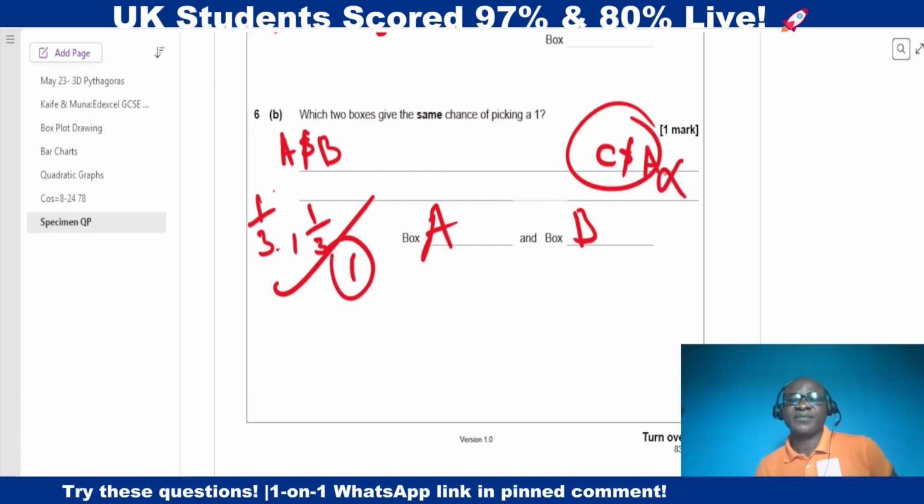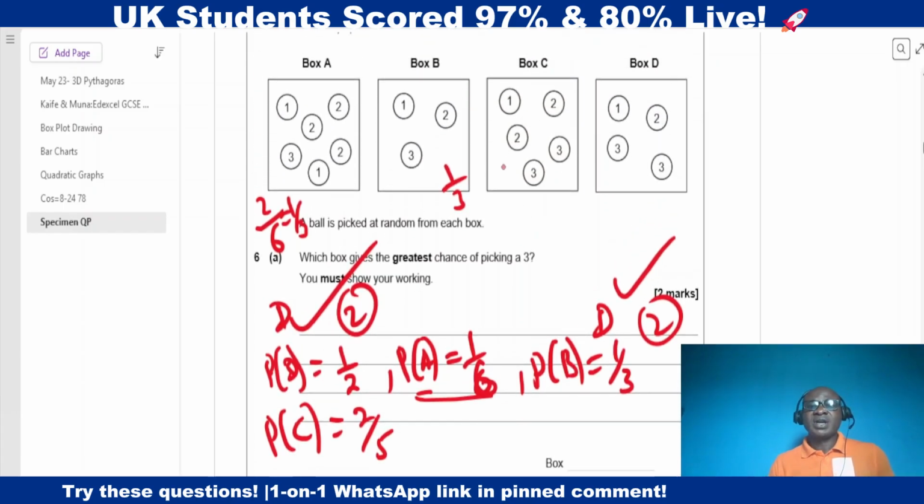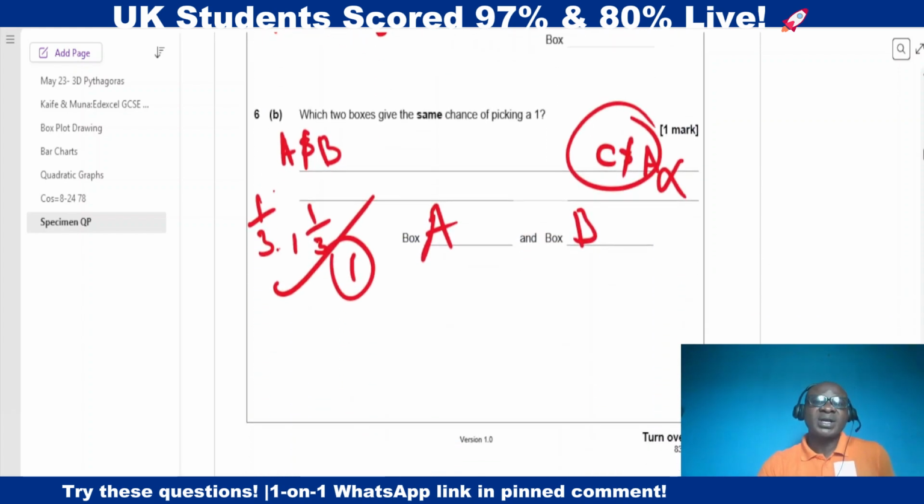Did you hear me? The reason is because if you go to C, let's go to C and authenticate your answer or prove that your answer is not correct. In C, choosing 1 here is 1 out of 5. Look at it: 1, 2, 3, 4, 5. And you also choose A. In A, choosing 1 here is 1 out of 1, 2, 3, 4, 5, 6, out of 6. So 1 over 5 and 1 over 6, are they equal? No. So that is why you are not correct for choosing C and A as equal chances.